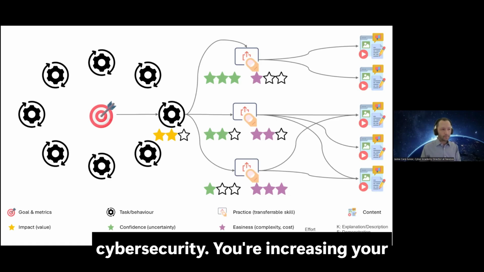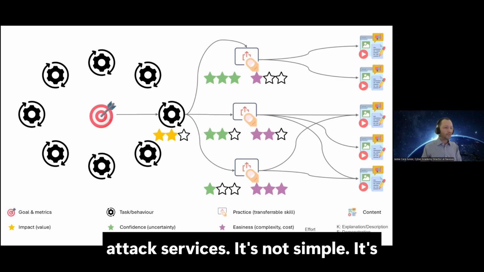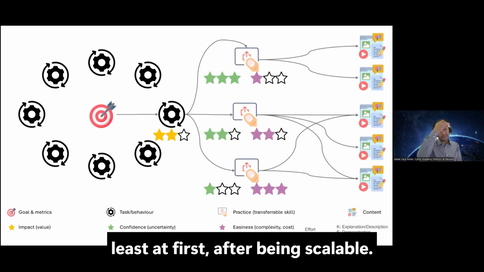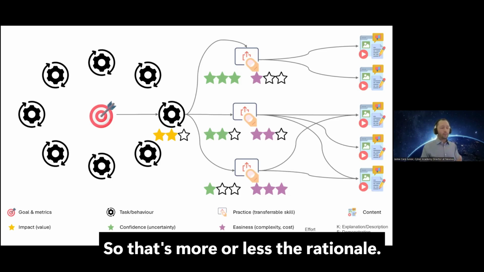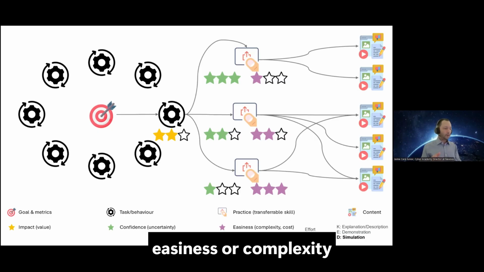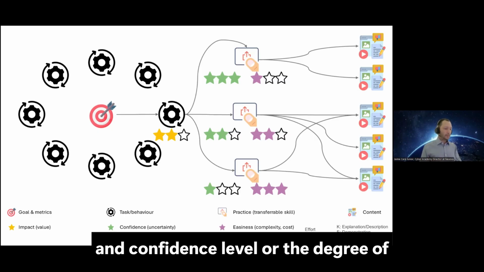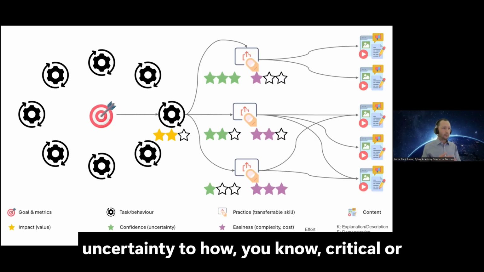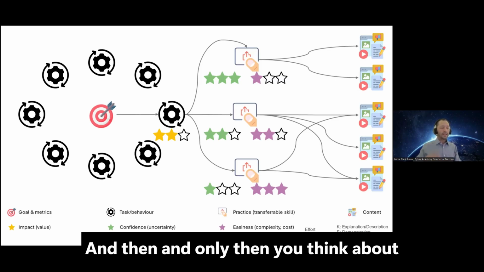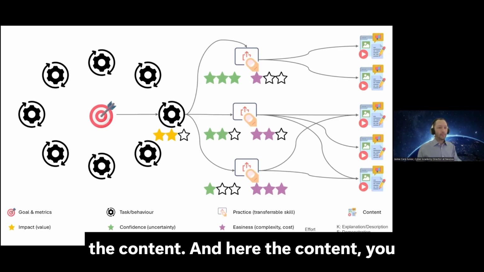In terms of cybersecurity, you're increasing your attack surface, so it's not simple. It's more complicated. It's more expensive, at least at first, before being scalable. So that's more or less the rationale. So how do you balance ease or complexity and confidence level, or the degree of uncertainty, against how critical or meaningful the practice is for each task? And then, and only then, you think about the content.